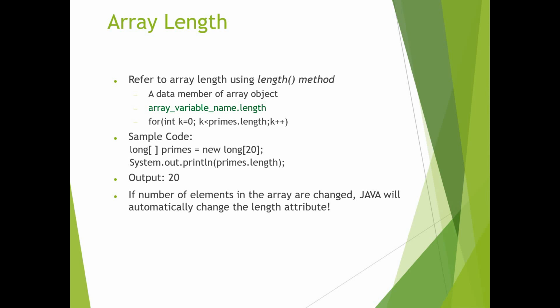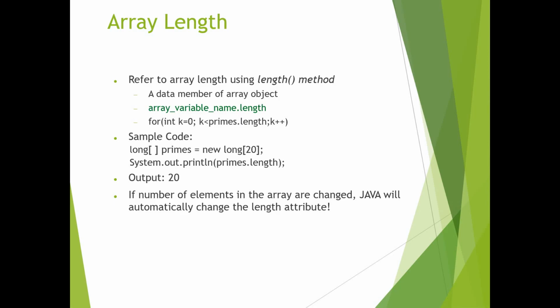Array length. We can get the length of the array. For example, if a very big array is there and we are not able to count the elements, then we can make use of array.length. array.length is going to automatically fetch the total number of elements in the array. Here, primes.length is going to automatically fetch the length, and it is going to display all the elements of the array.